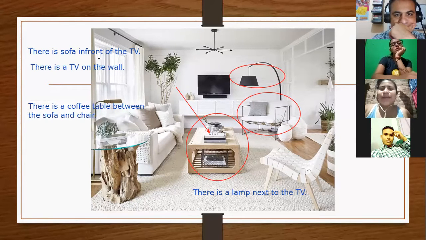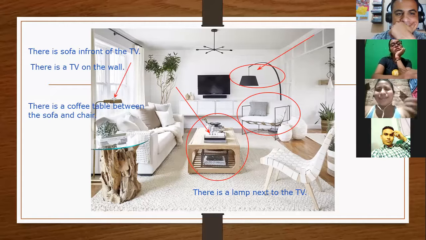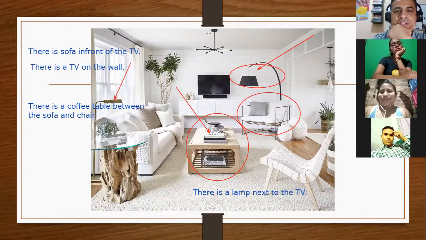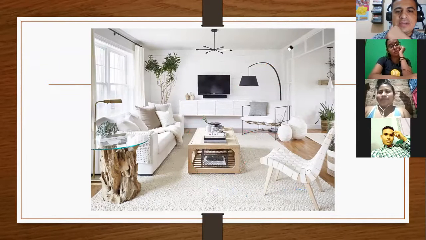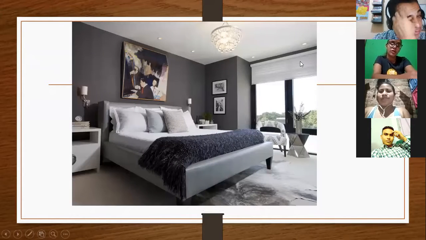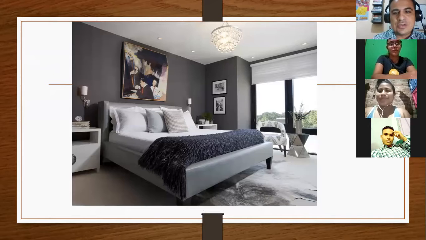There is a lamp behind the armchair. O sea, detrás de. Yes, behind the armchair. Correct. Okay. There is a lamp behind the armchair. Excellent. Very good. Let me see. I have another one. Next. There are two plants. Okay. Let's go to this one.